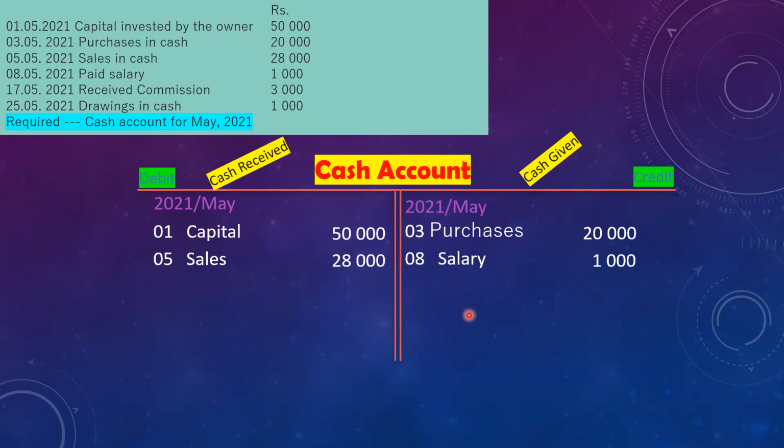8th, salary. You can write paid salary or salary. It's up to you. No problem. Salary paid, paid salary, salary, no problem. No issue. So I used to write salary. I don't use the word paid because paid only comes on the credit side, right? So paid 1,000. But there is a condition. Salary generally means expense, so no need to mention paid. If you write it, it's not wrong. It's not wrong, right? 17th, received commission.